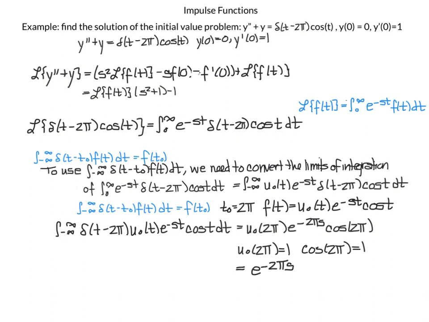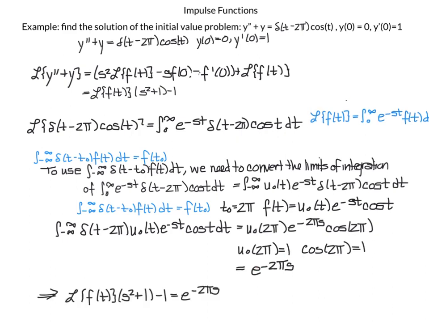So the integral then is equal to f of t naught. So I'm just going to plug in t naught. So I get mu of 0, 2 pi, e to the minus 2 pi s, and cosine of 2 pi. So mu naught at 2 pi is equal to 1, because this is just the step function that's 0, and then when you hit 0, it becomes 1, so everything's 1. Here we have cosine of 2 pi is also equal to 1, so all we're left with is e to the minus 2 pi s.